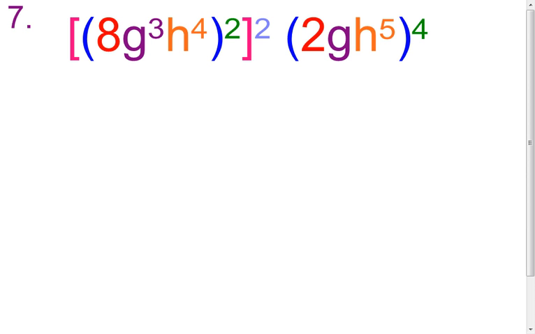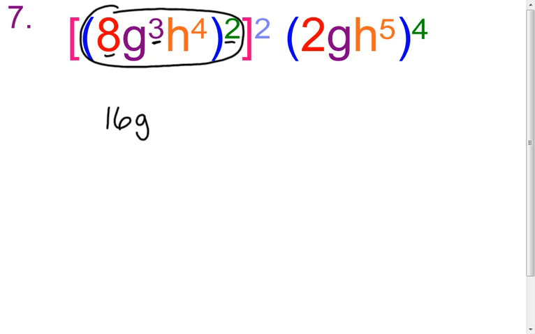All right, and we continue to get a little bit more complicated as we go. So I will first deal with this part right here. I'm going to take 4 and square it. So 4 squared is 16. g to the 3 times 2. I see only one base, so I multiply the exponent. So 3 times 2 is 6. h to the 4 times 2, which is 8. And then I have all of that still raised to the second power.